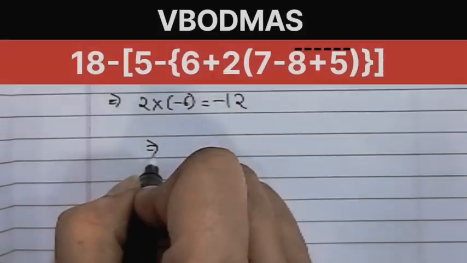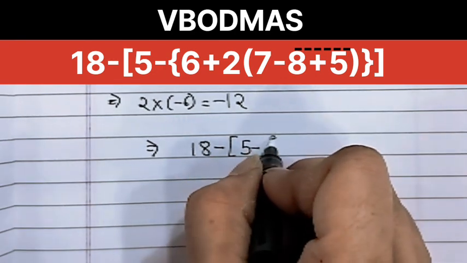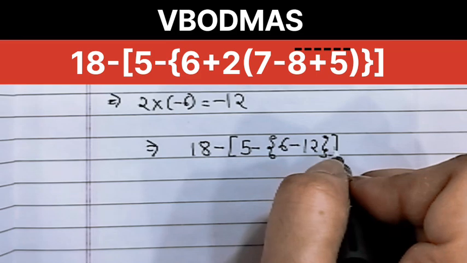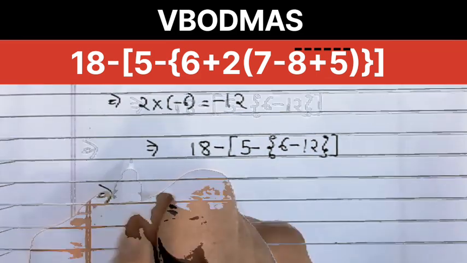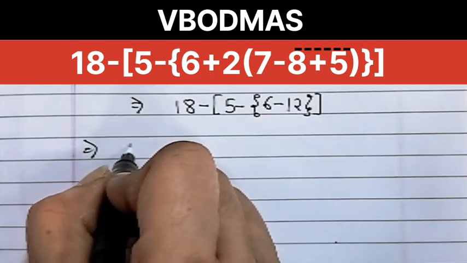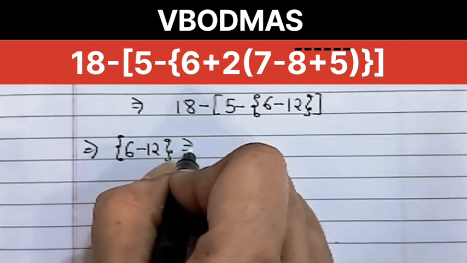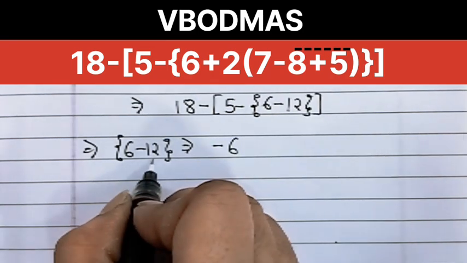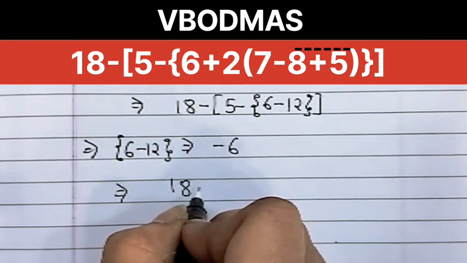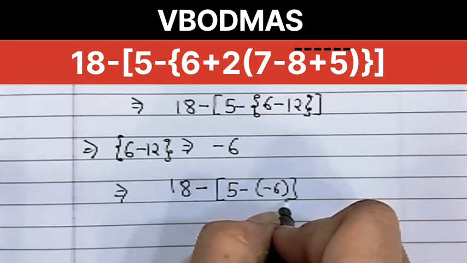Now the result becomes 18 minus square bracket 5 minus curly bracket 6 minus 12 curly bracket off and then square bracket off. Now step 4, the curly braces. Perform the subtraction inside it. So 6 minus 12, which is in curly brackets, equals minus 6 because the larger digit is 12 and it is negative. 18 minus 5 minus 6 is the result.